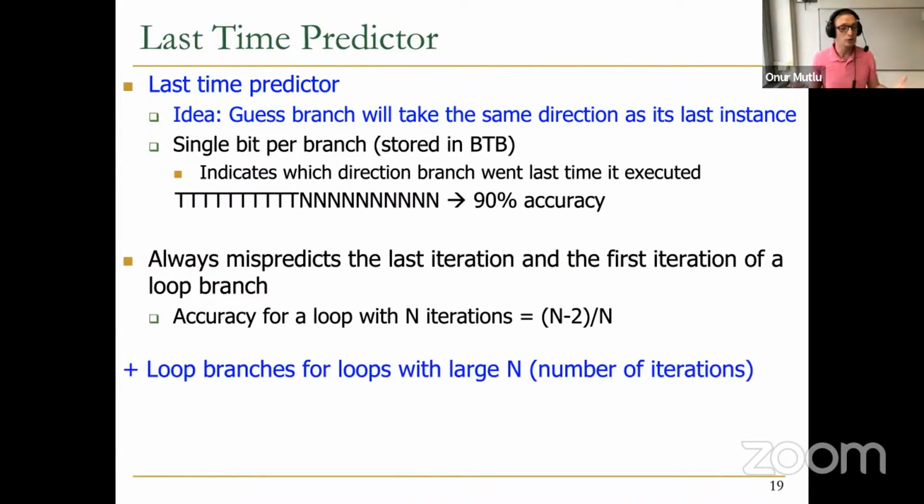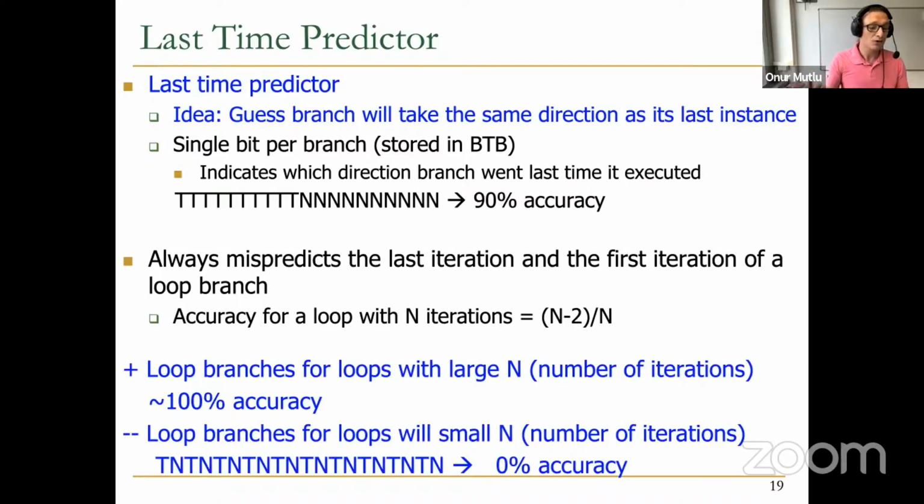So this is great for loop branches for loops with large n. So if n is 1 billion iterations, whenever you go into a loop, you iterate 1 billion times because you're adding two vectors, for example, with 1 billion elements. That's great. Your accuracy is almost 100%. Right? So as n goes to infinity, your accuracy approaches 100%.